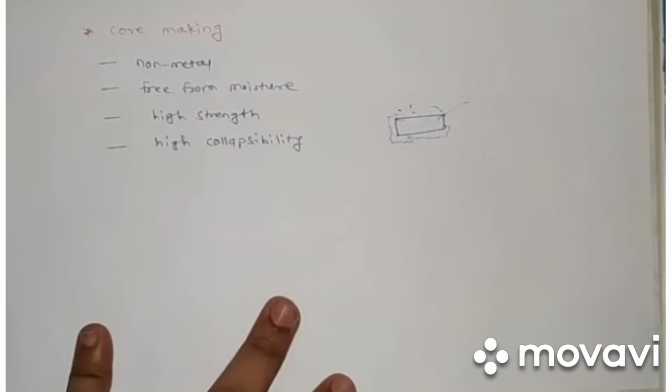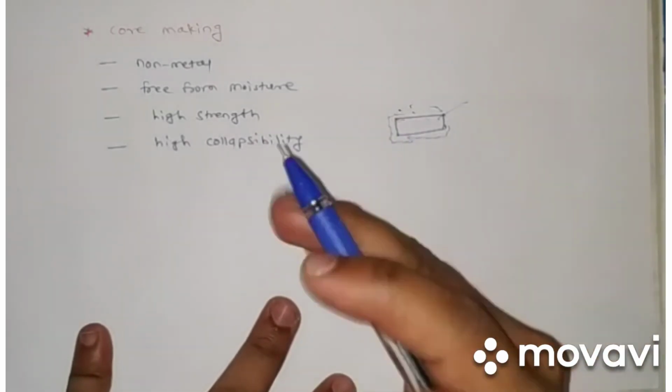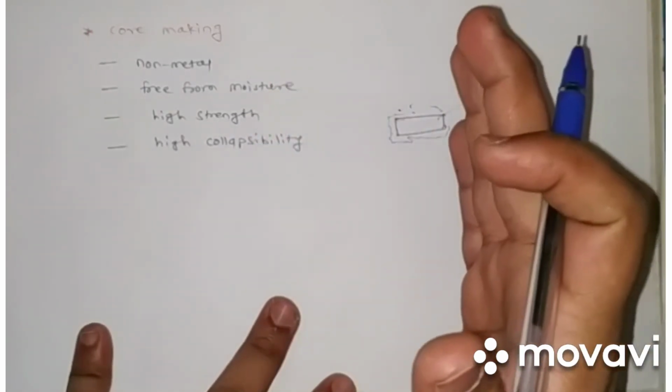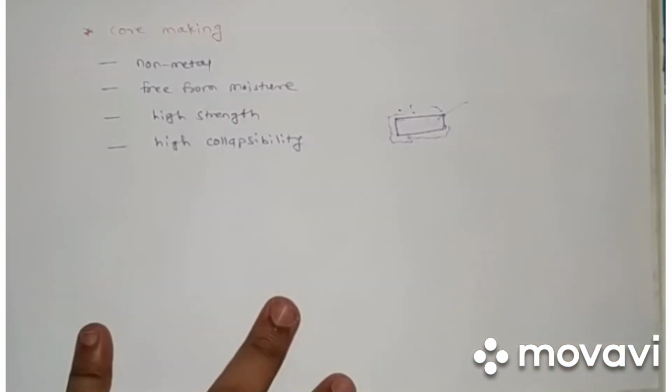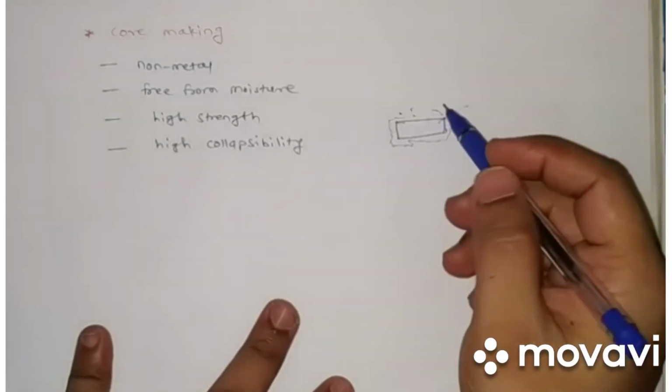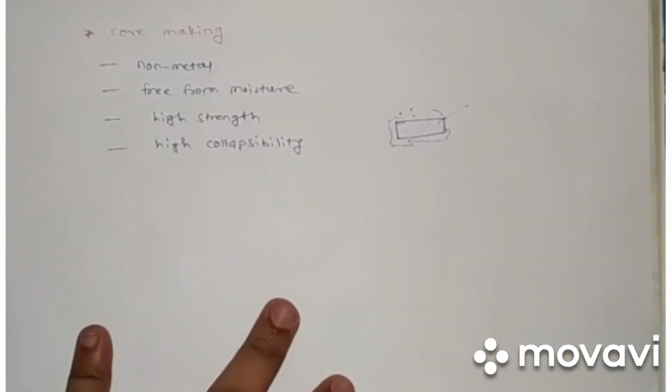It should sustain the buoyancy force, which we will see in the next lecture, how this buoyancy force acts, and how to design the core and core prints. And it should have high collapsibility, because as I said, we have to remove it later on, because we require the hollow section here.